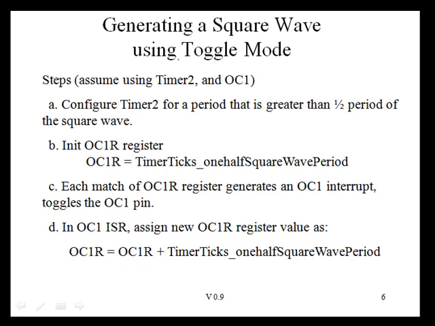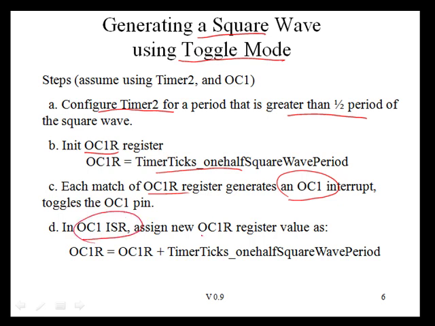Let's use the output compare module and the toggle mode to generate a square wave. We're going to use timer 2 as the base timer for this output compare module, and we'll configure it for a period that will be greater than 1/2 the period of the square wave. We'll initialize the OCR register to the number of timer ticks for 1/2 of the square wave period. Then each time this OCR register matches, it's going to generate an OC1 interrupt, and in that OC1 ISR, we're going to assign a new OCR register value that's going to be the current value plus a number of timer ticks that's 1/2 the square wave period.